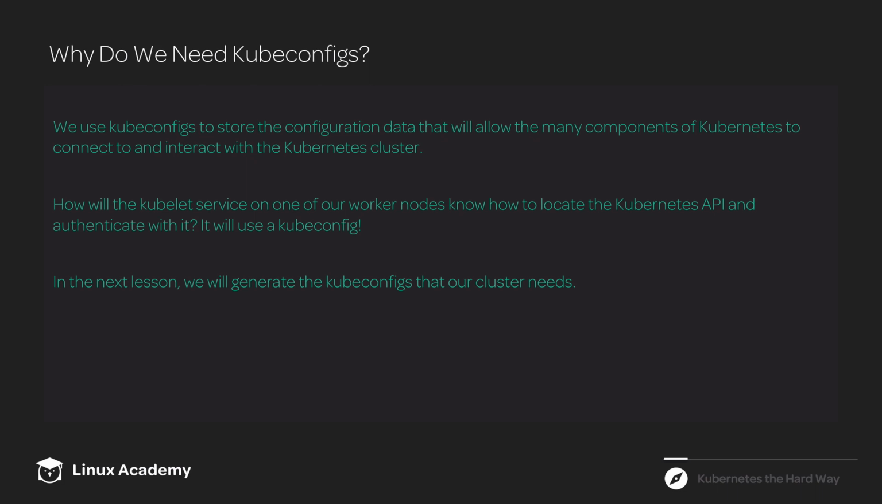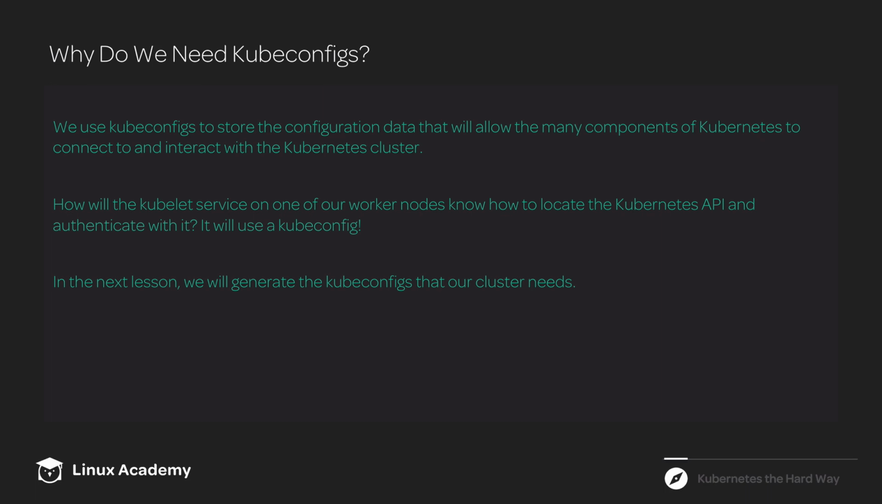So how are all these different parts and pieces of Kubernetes going to wire together? How are our multiple Kubernetes servers going to come together and communicate with each other? We're going to use kubeconfigs to manage all that configuration.